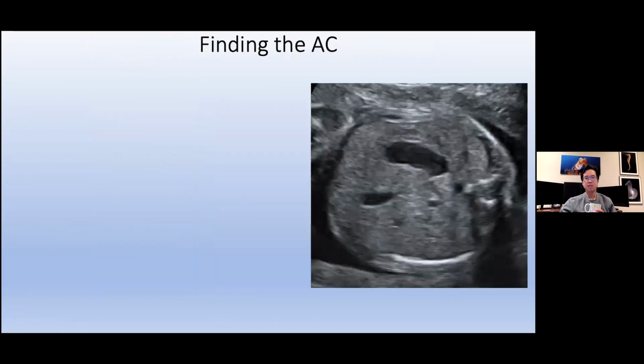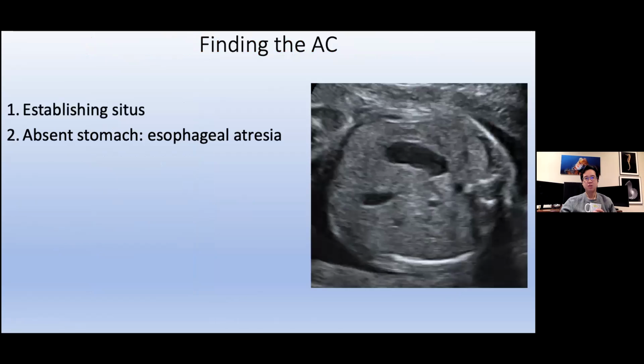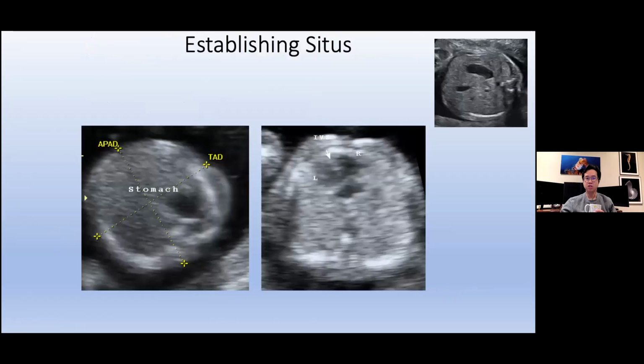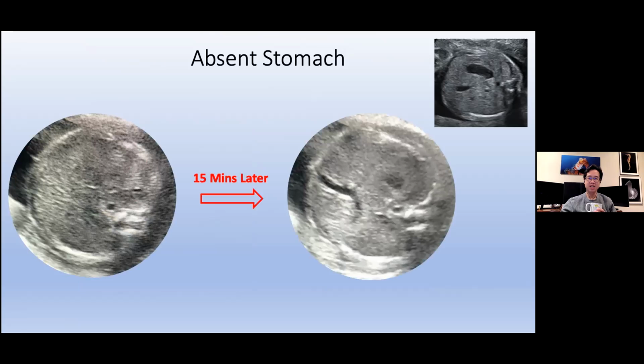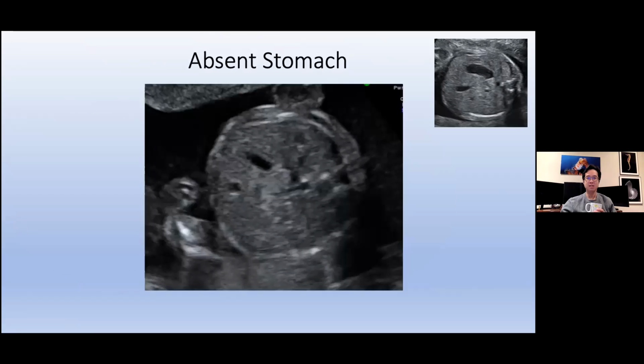Okay, let's talk about the stomach, abdominal circumference. So we can establish situs. When we don't see the stomach, we can think about esophageal atresia. You get a double bubble sign, which I showed earlier, which is a duodenal atresia. So I showed this case earlier of the abnormal fetal situs with the cardiac and stomach in the wrong places, opposite, and the absence of a stomach, right? So here's the beginning of the scan. 15 minutes later, it looks exactly the same. And we wait and we wait and we just don't see the stomach.